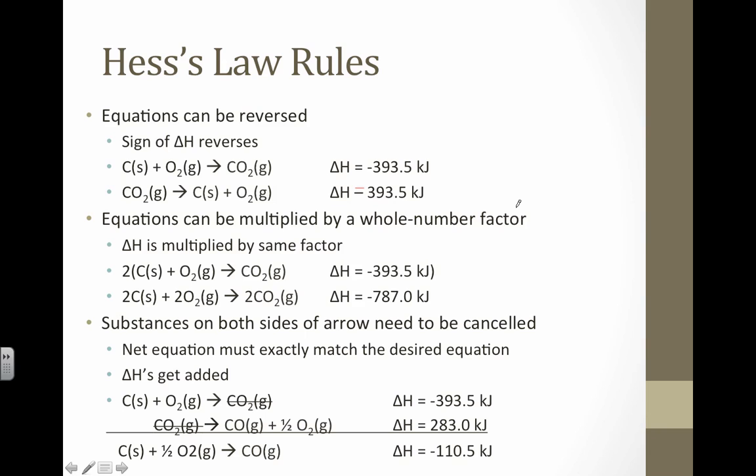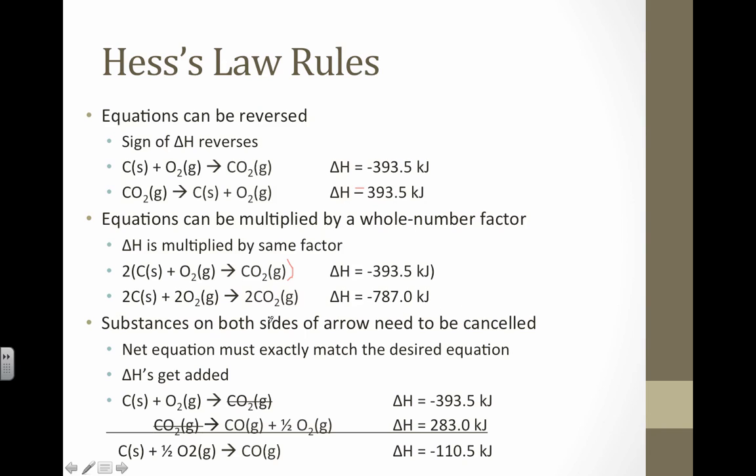Also, in order to make sure things you don't want in your overall reaction are eliminated, you can multiply equations by whole number factors. But when you do that, you have to multiply the delta H by that same factor. So let's say we multiply this whole reaction here by 2. You'll notice that the 2 gets multiplied into every coefficient, and that actually doubles the value of the enthalpy.